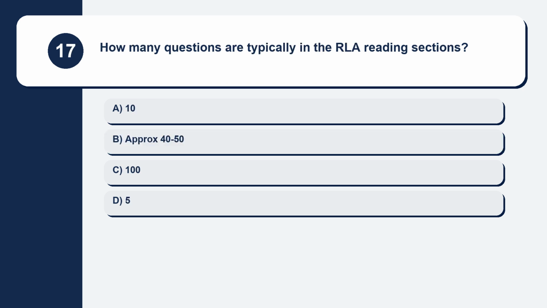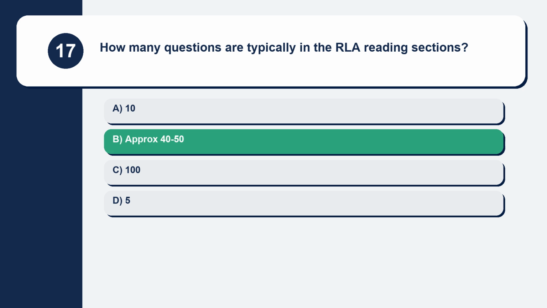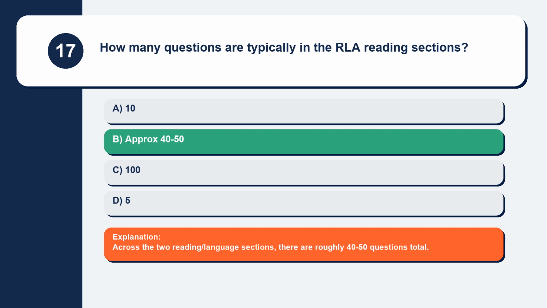Question 17. How many questions are typically in the RLA reading sections? 10. Approximately 40 to 50. 105. Across the two reading/language sections, there are roughly 40 to 50 questions total.